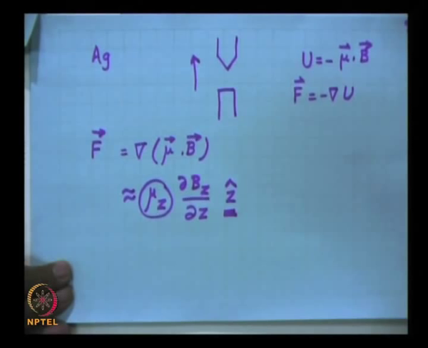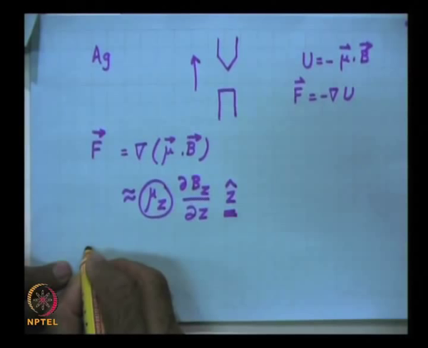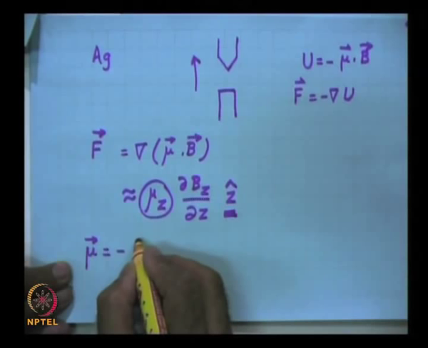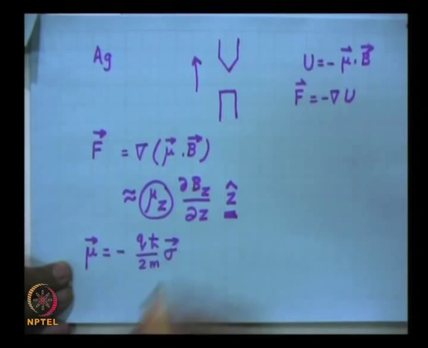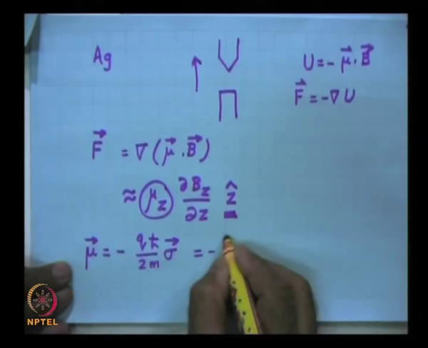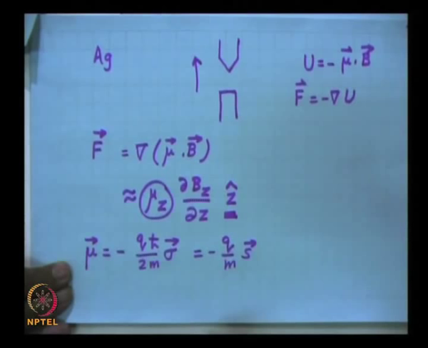Now, I had just written down that the magnetic moment was equal to minus q h cross by 2m into sigma, or actually equal to minus q by m S vector, where S vector is the spin angular momentum vector associated with the electron. So this is the magnetic moment. The z component of this will be equal to minus q by m S z. So the force acting on the silver atom will be proportional to the z component of the magnetic moment, or proportional to S z.